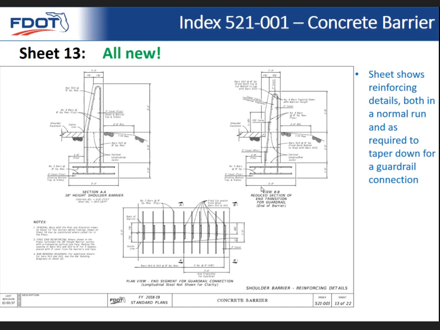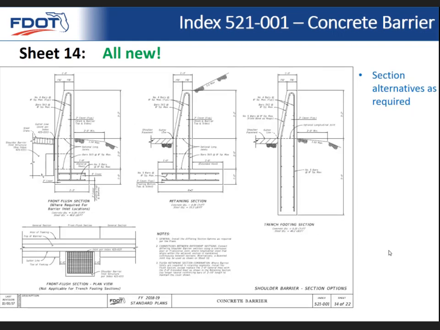Quickly before that, we'll just show you we have some reinforcing details. Again, we have the reinforcing showing the transition for guardrail where the section actually narrows. It also gets shorter to prevent snagging. And in the previous standard, I don't think we really had the details to show the connection for guardrail in this case, so now we've provided those.